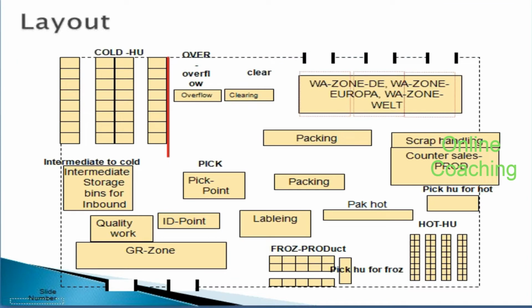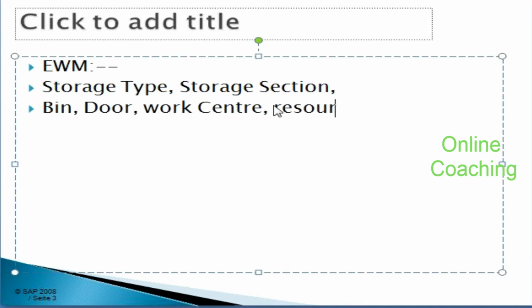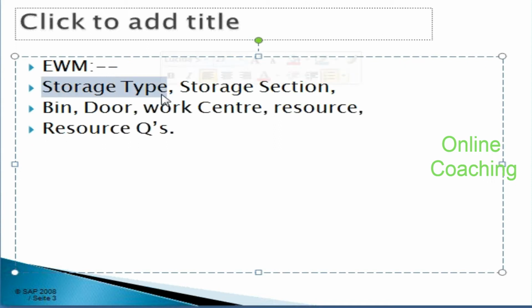Can you see here now? We have the different work centers, the resource, also the resource queues, and the activity area. Okay, we'll combine all those things. Let's see the basic things like what is a storage type, what is a storage section.